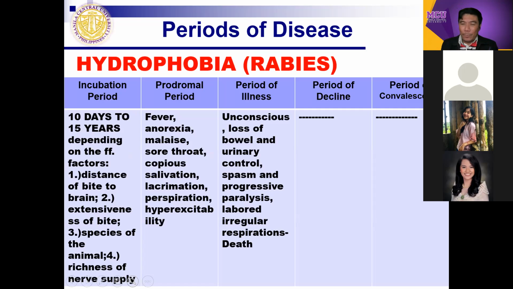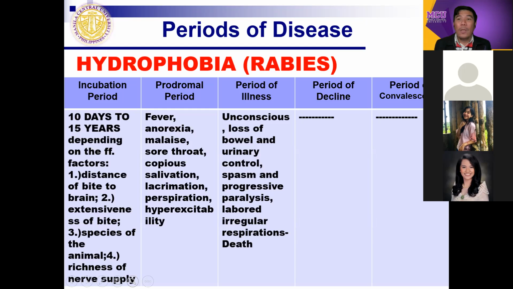Let's have an example for periods of disease. Hydrophobia, rabies. Rabies is brought about by a virus. Do you know that the incubation period of the rabies virus is 10 days to 15 years? So that means, during your incubation period, you need to be observed for 10 days, in case there are signs and symptoms that may need medical attention.